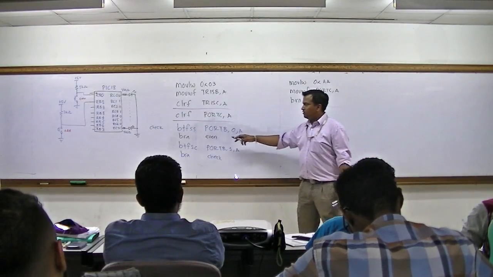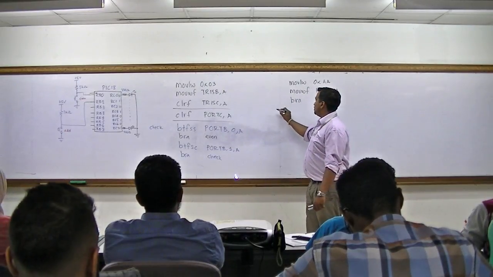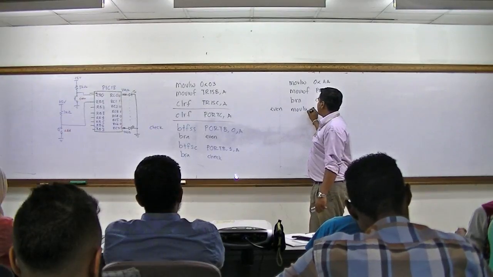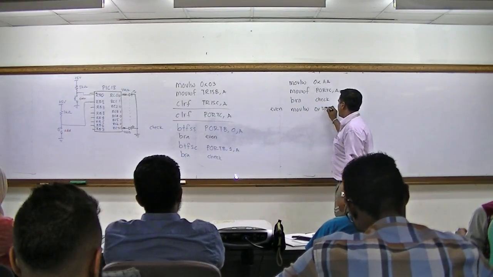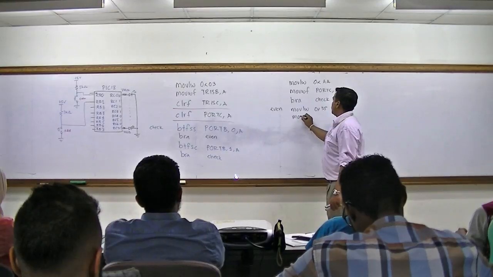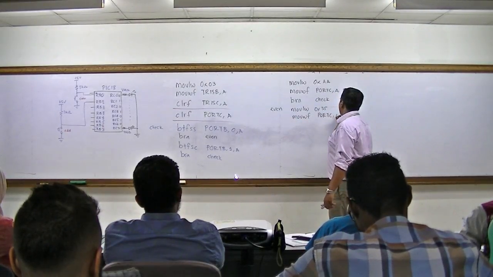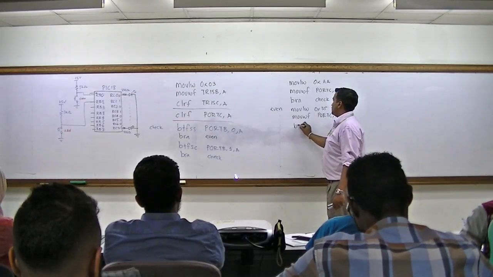Now we have not even finished this one yet. This one comes here. So what you should do is for even, move 0x45. So you move 0xF4 to Port C. And this one again you go branch.